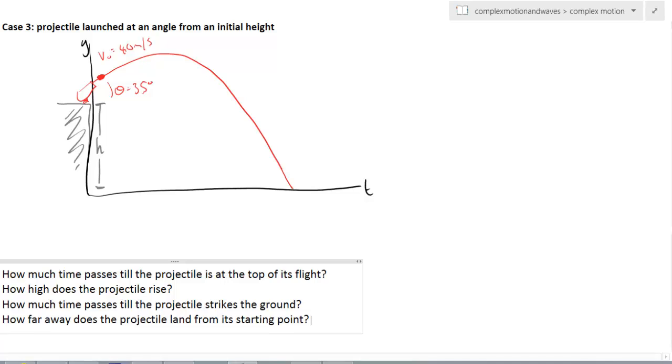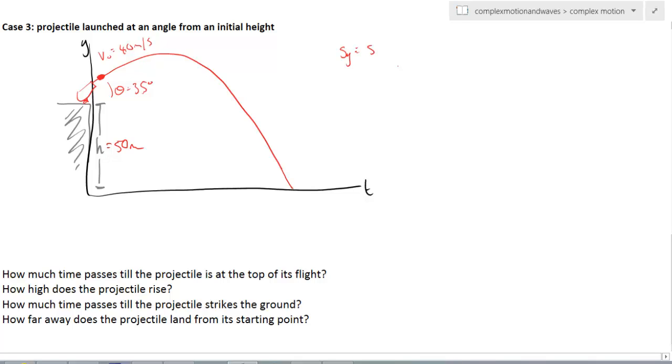So it's a projectile launched at an angle from an initial height. I'm going to set that height to 50 meters, just like in the initial case. So how much time passes till the projectile is at the top of its flight? Again, we're looking at the half point. So we're going to use that initial equation.